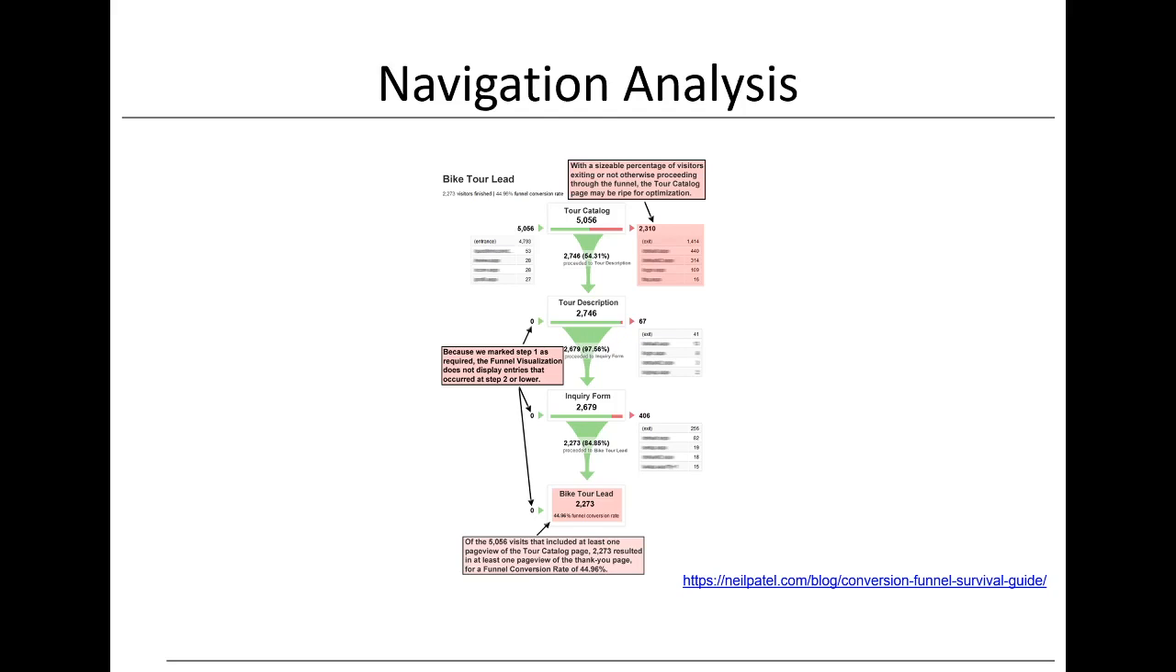pages. You can see that out of the 56 that visited your tour catalog, 2,746 moved on to the next stage in the funnel, which is the tour description. We do have quite a bit of leakage after this first step, so the tour catalog page may be ready for optimization. Do note that since step 1 of the funnel was defined as required, we do not have entries that occur at lower steps.